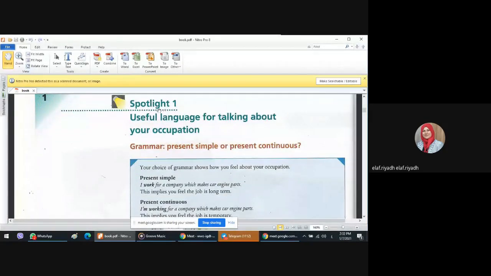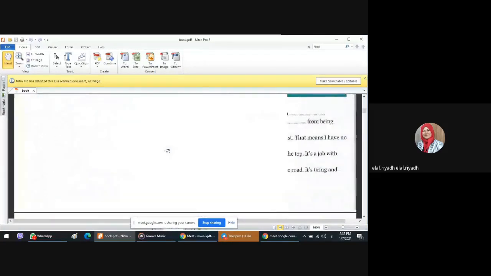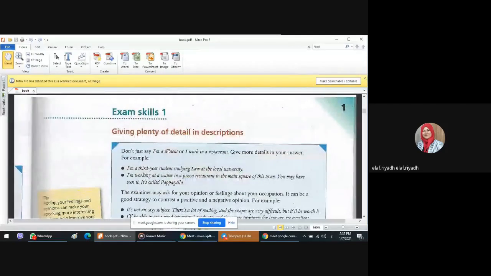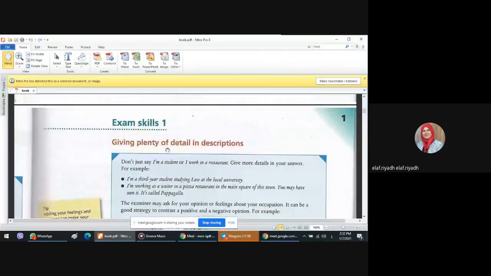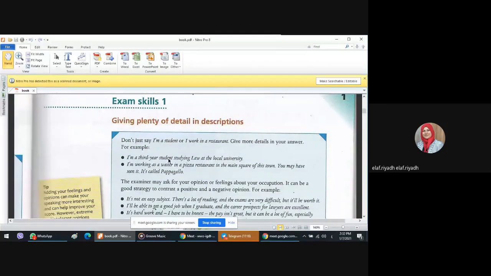If you go to the Spotlight one, useful language for talking about your occupation. The next page is the same, repeated. Here we have the exam skills. Exam skills 1: Giving plenty of detail and descriptions. Suppose that you have an exam, in order to deal with the questions and describe in detail.